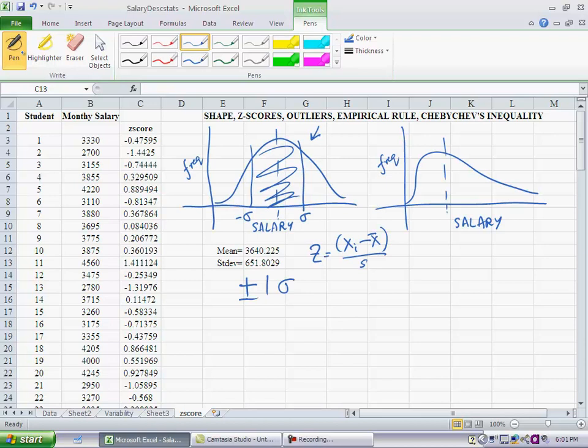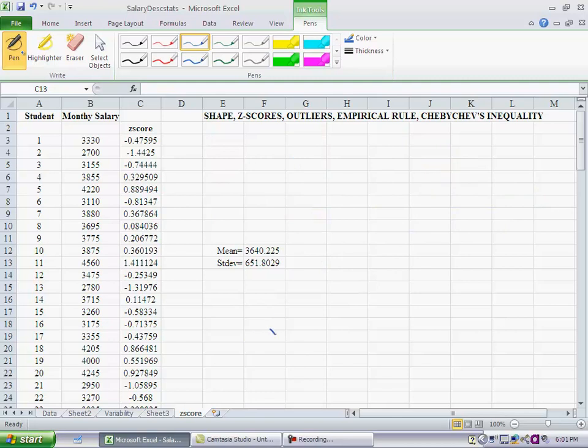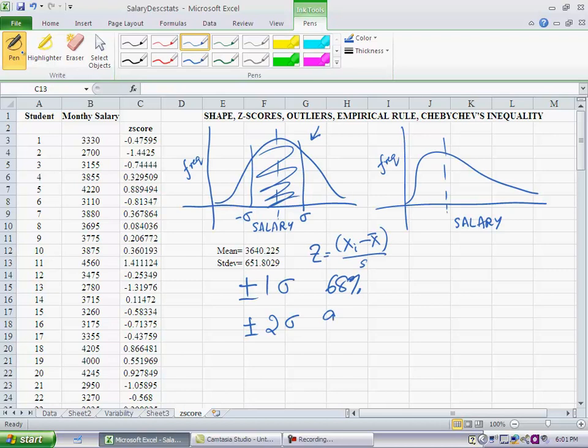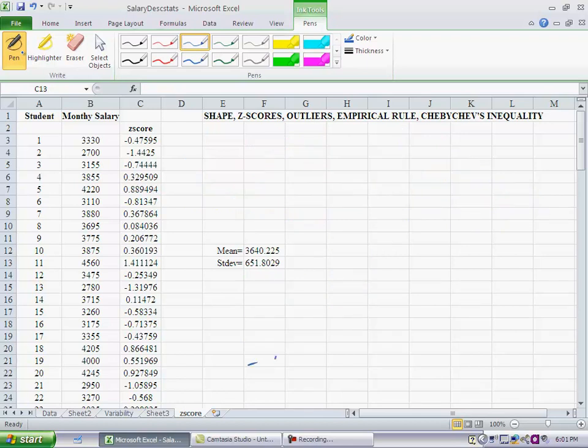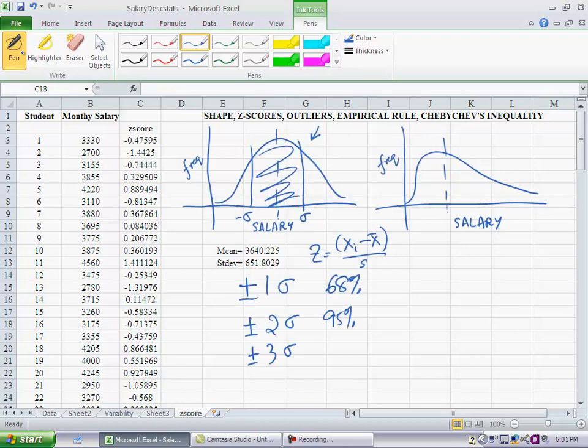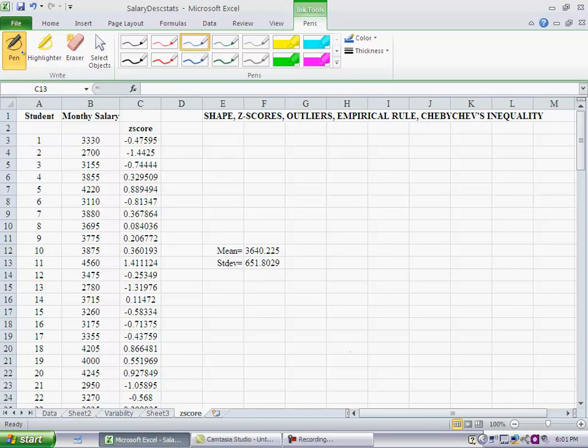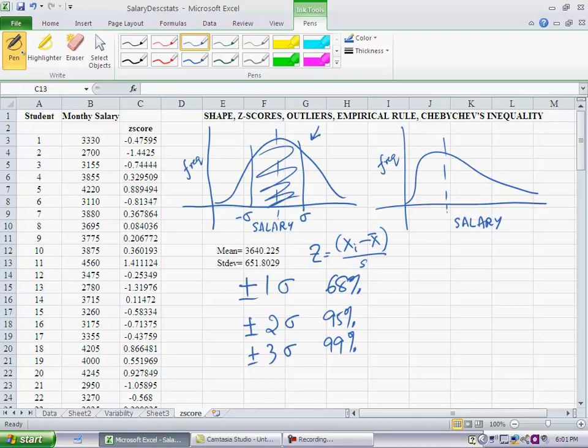will include roughly 68% of all the values in the data set. If you go out 2 standard deviations, that will include about 95% of the values. And if you go out 3 standard deviations, that will include 99% of the values. Now this is a very useful rule to remember, and later on when we get to something called the normal distribution, you will understand where this 68%, 95%, 99% comes from.